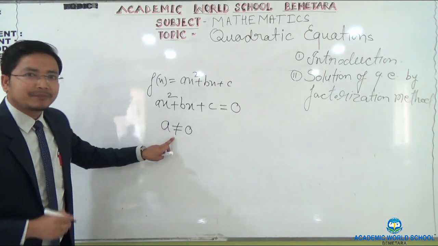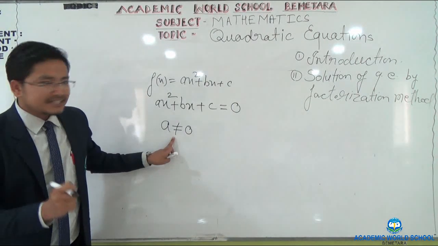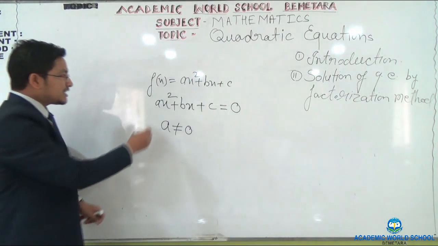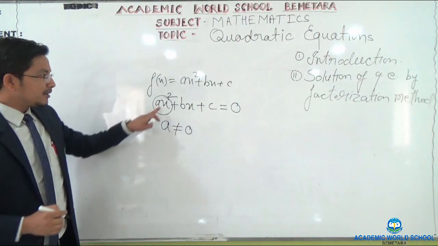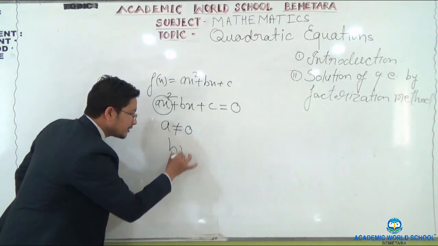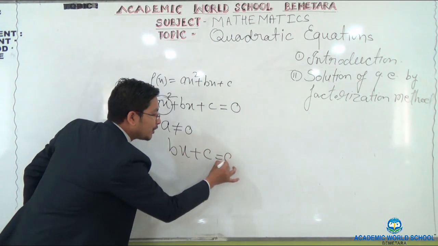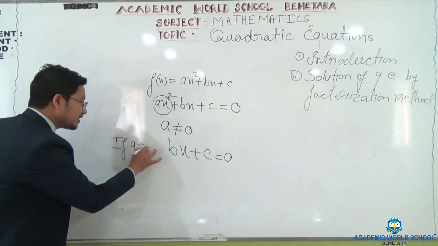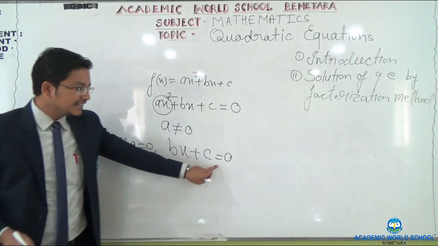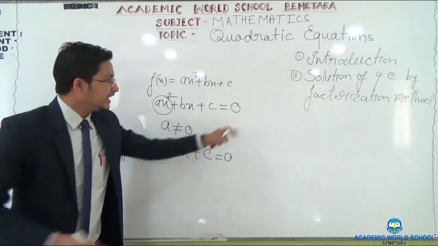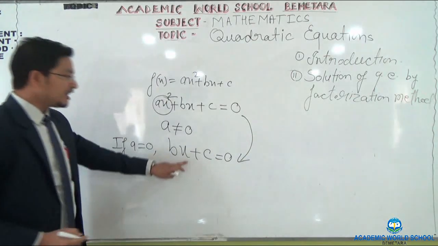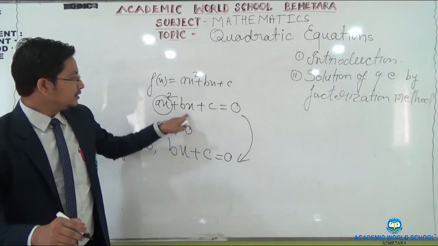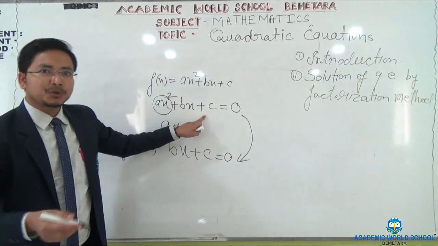Listen please, this a must not be equal to 0, because once it becomes 0, this term will become 0. So we will be left with bx plus c equal to 0 if a becomes 0. If a is equal to 0, then bx plus c will be equal to 0, and this quadratic will now become a linear equation. So it is very important for a quadratic equation ax square plus bx plus c that a must not be equal to 0.